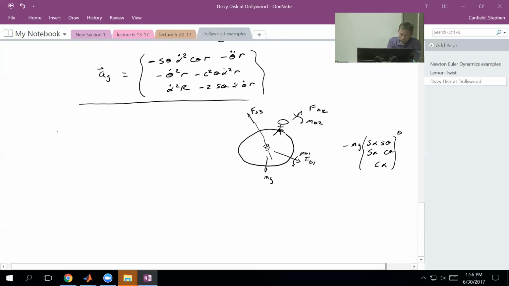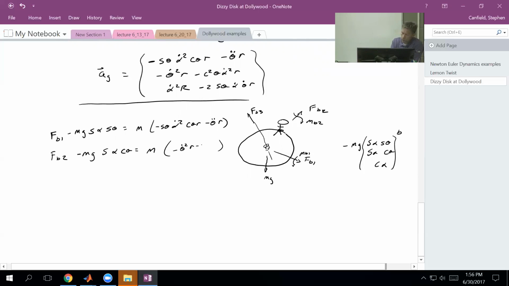So now we're ready to start writing those. So some force into B1, I get FB1 minus mg sine alpha sine theta equals mass times acceleration. So mass times negative sine theta alpha dot squared cos theta r minus theta double dot little r. Second term, FB2 minus mg sine alpha cos theta equals mass times negative theta dot squared little r minus cosine squared theta alpha dot squared little r. Third term, FB3 minus mg cos alpha equals mass times alpha dot squared kappa r minus 2 sine theta alpha dot theta dot little r.